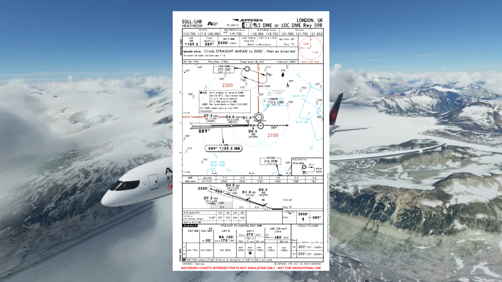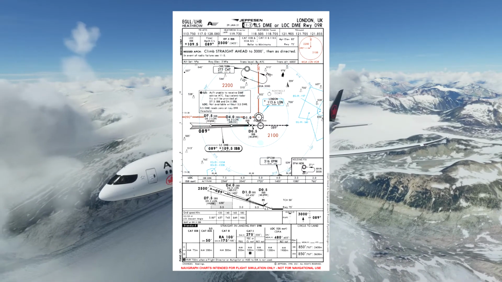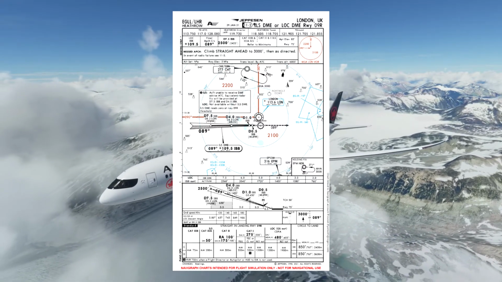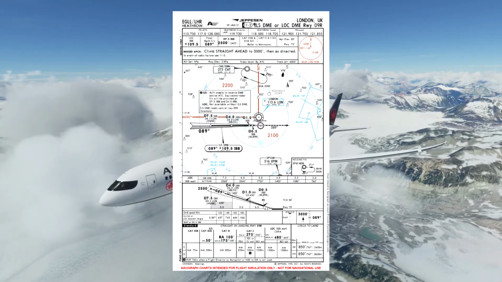A localizer approach is where you use the localizer to get into the airport up nice and close, and then it's basically you're doing a visual approach after that, or a circle to land, which is a visual approach.